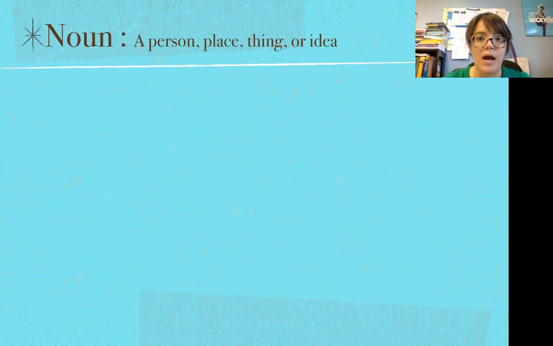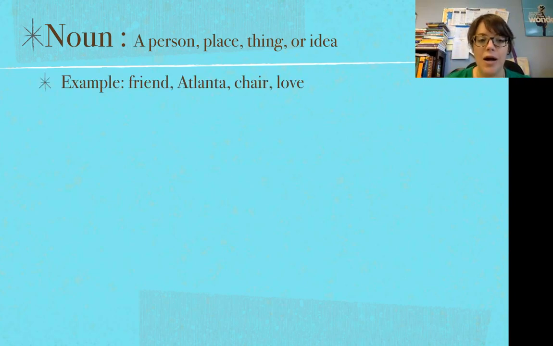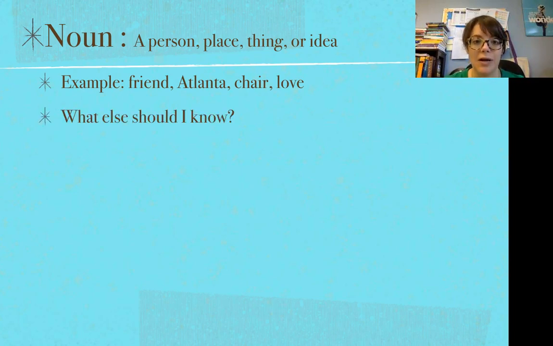All right, so we're going to start with the most basic. Noun: a person, place, thing, or idea. Some examples: friend, it's a person; place, Atlanta; thing, a chair; idea, love. Now, y'all usually have the most trouble spotting ideas because they're not tangible people, places, things that I can see and touch, but they are still nouns, so you want to keep them in that category.